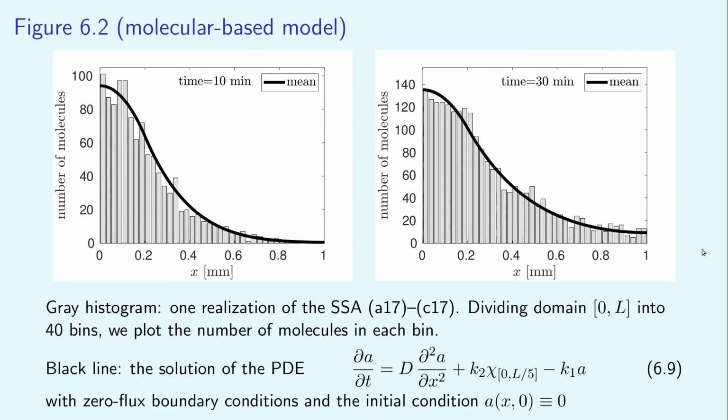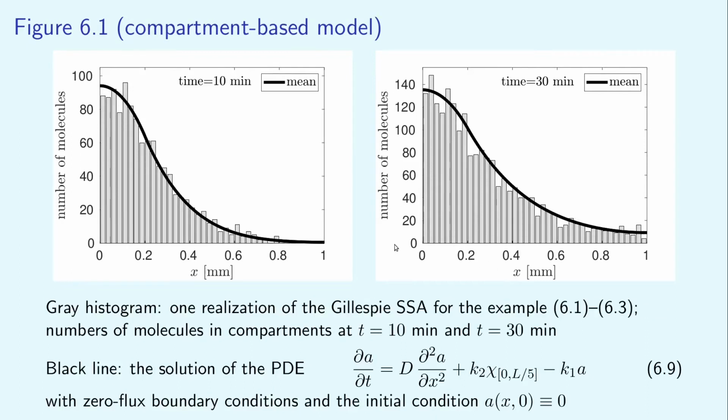To visualize the computed results, we divide the domain 0L into 40 bins and we plot the number of molecules in each bin as the gray histogram. In this way, we can also directly compare figure 6.2 with figure 6.1, which was calculated for the compartment-based model in our last lecture. Considering the spatial histograms, the results calculated by one realization of the Gillespie algorithm are indistinguishable from the results calculated by the molecule-based model.